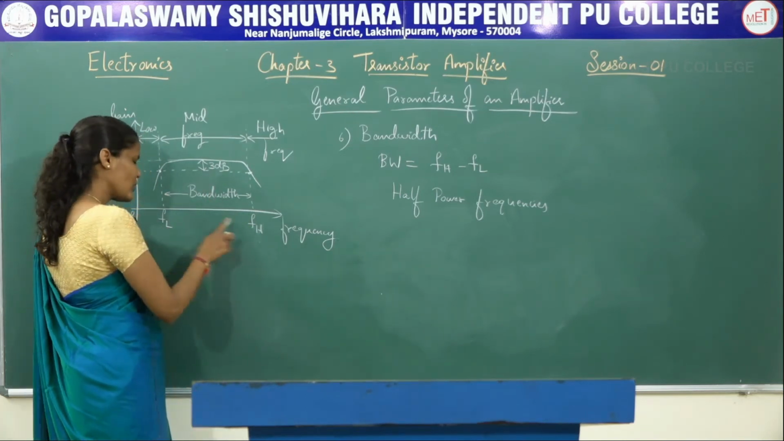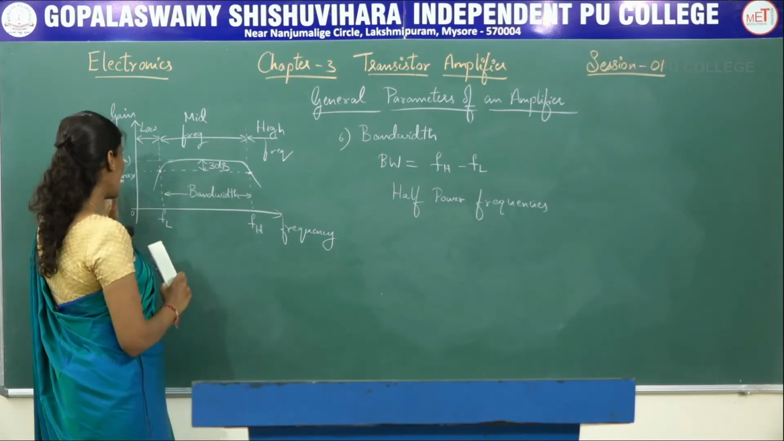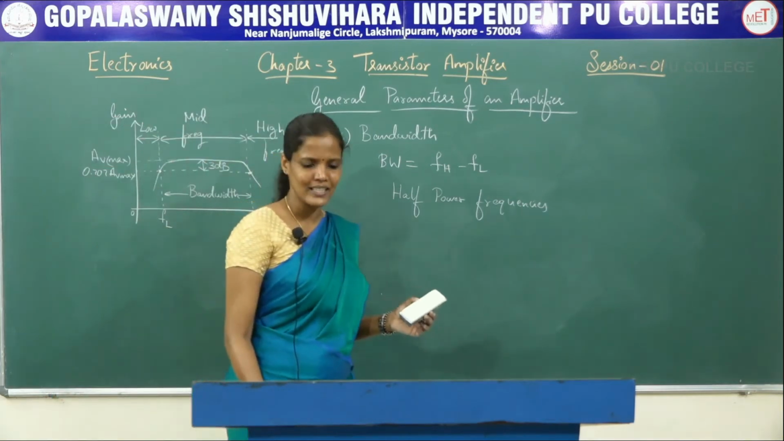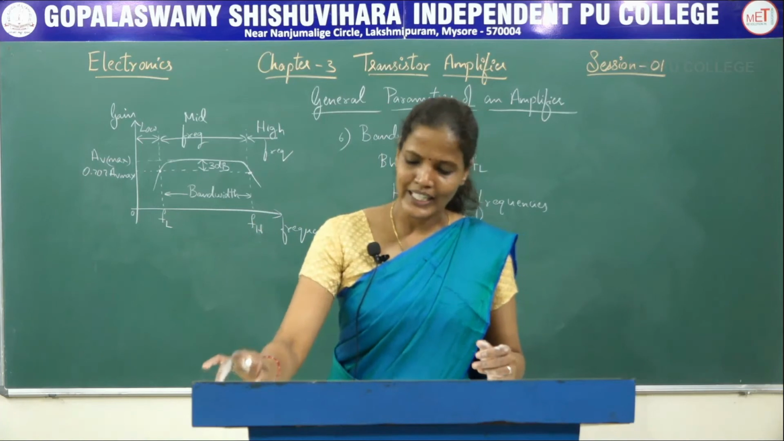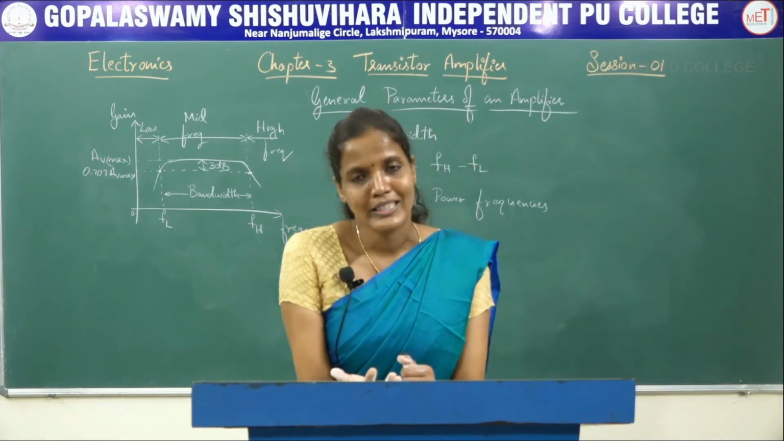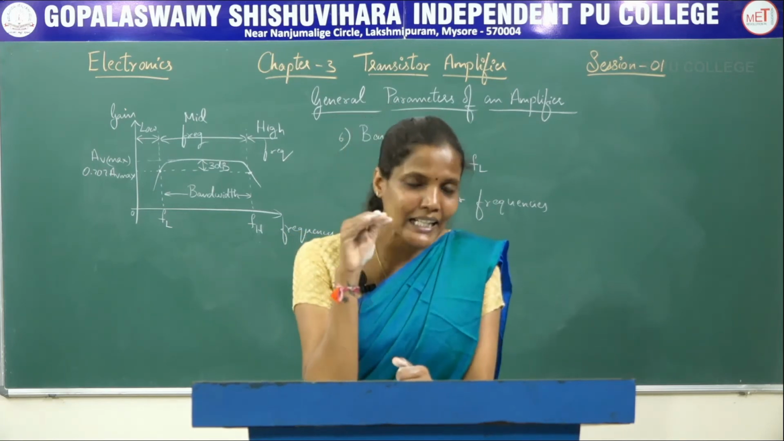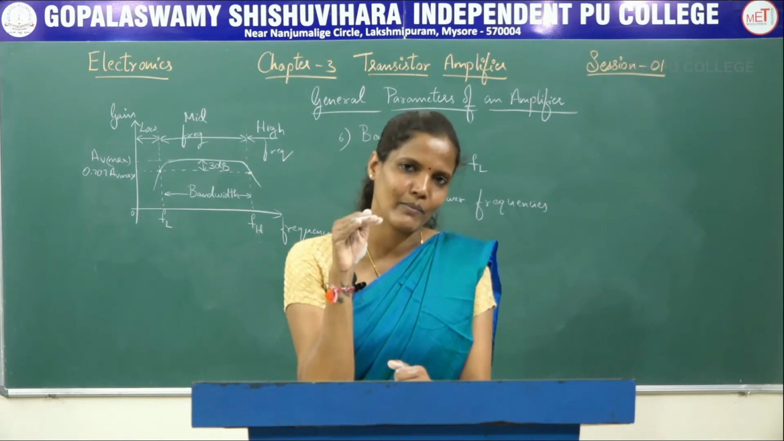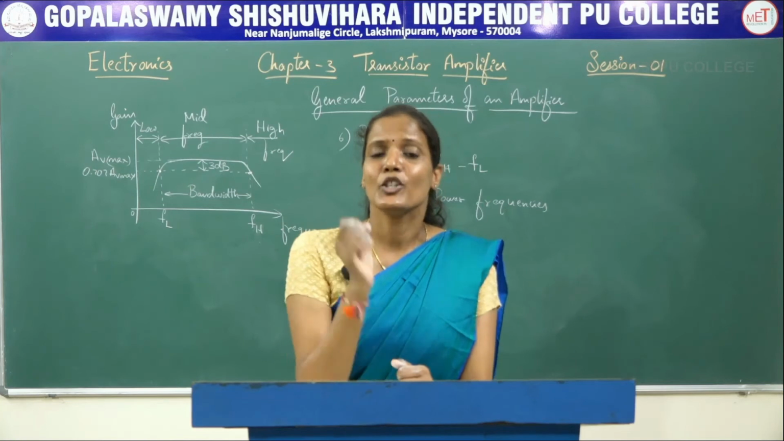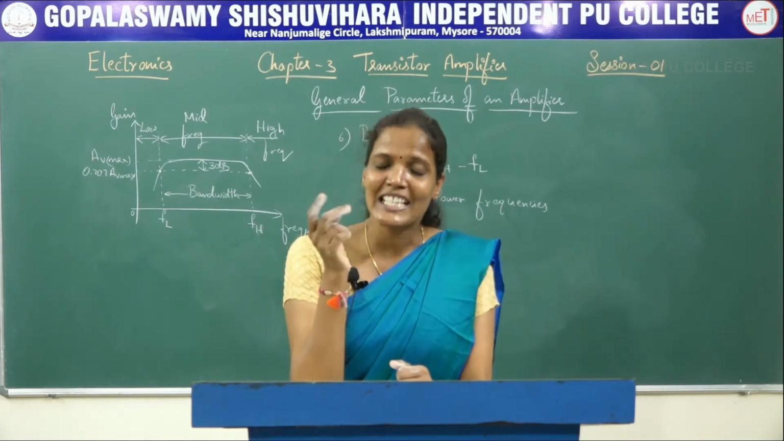So why are we going to mark this FH and FL at 3 decibels below, or at 0.707 AV max? Our human ear is not a very sensitive hearing device. It is found that if the gain of an amplifier is at 0.707 AV max, or 70.7% of AV max and above that, then the human ear will not be able to identify the changes in the sound signal.